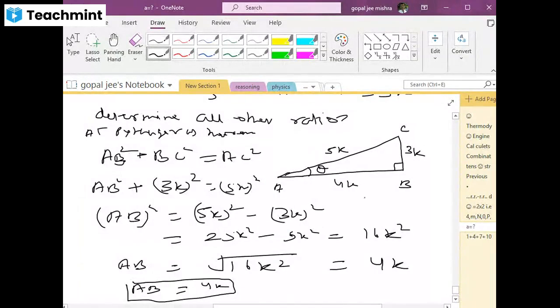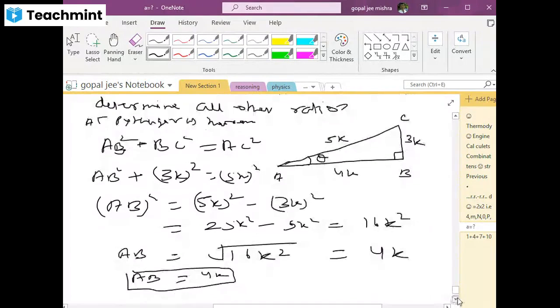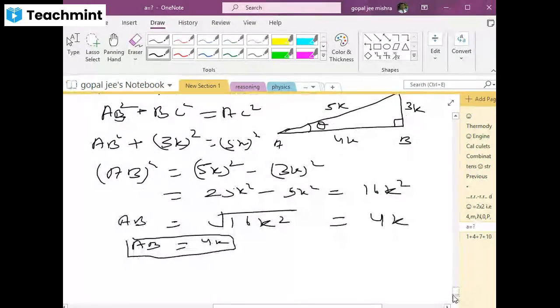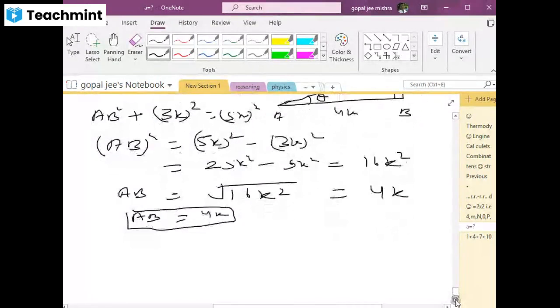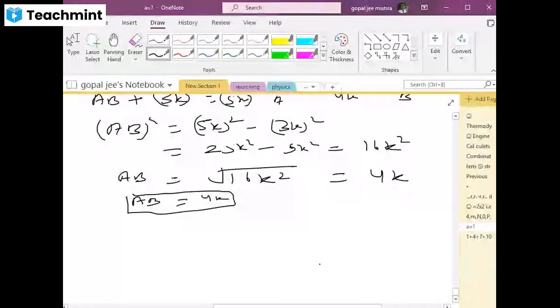Now we are available with all the sides' length. If we are available with all the sides' length, now we can very easily put the values for determining those remaining 5 ratios.